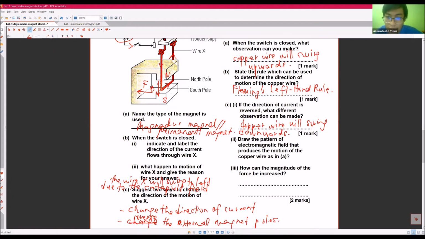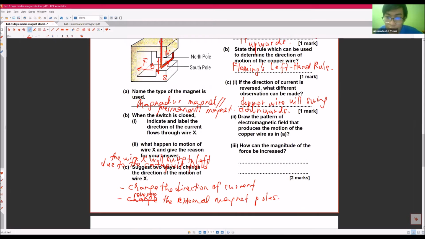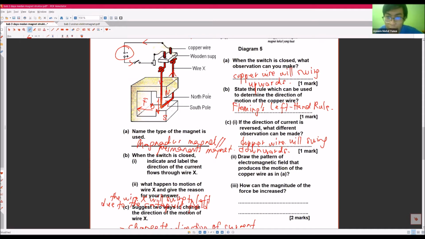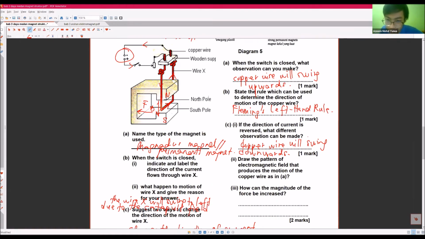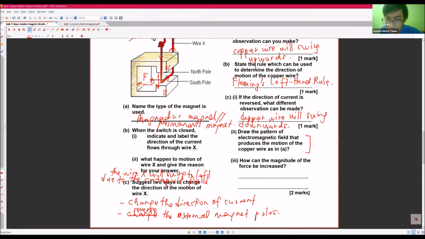Draw the pattern of the electromagnetic field that produces the motion of the copper wire as in A. Okay, we have the wire into the page, right? North to south, and then this one we draw. So use the right hand grip rule, into the page. That means the thumb is out of my eye, and the rest of the fingers are rotating clockwise.